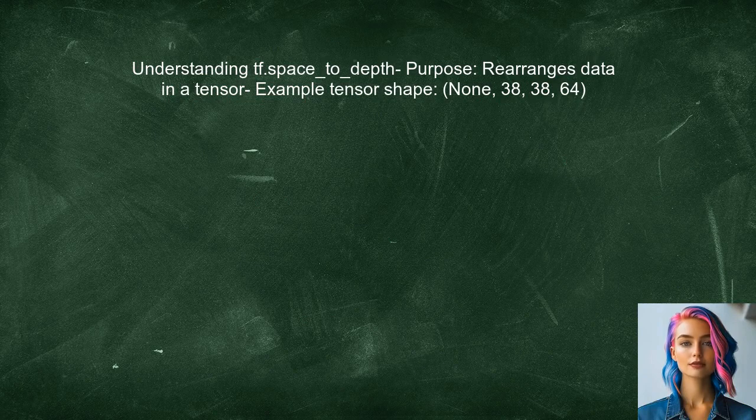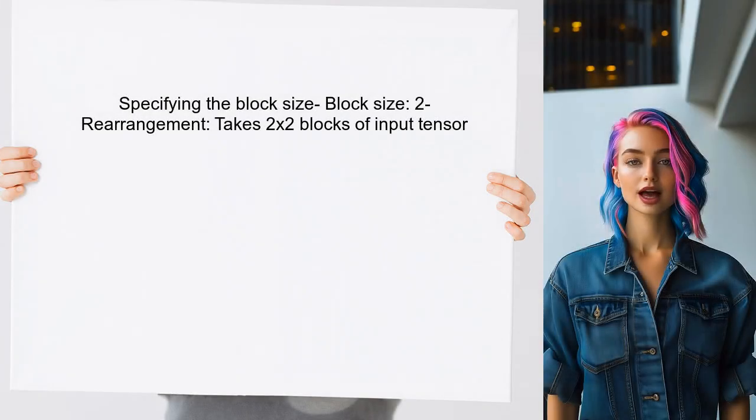To understand how the function tf.space_to_depth works, let's first break down its purpose. This function rearranges the data in a tensor by moving spatial data into the depth dimension. In this case, the user has a tensor with the shape of (None, 38, 38, 64). Next, the user needs to specify a block size. In the example provided, the block size is 2. This means that the function will take 2 by 2 blocks of the input tensor and rearrange them into the depth dimension.